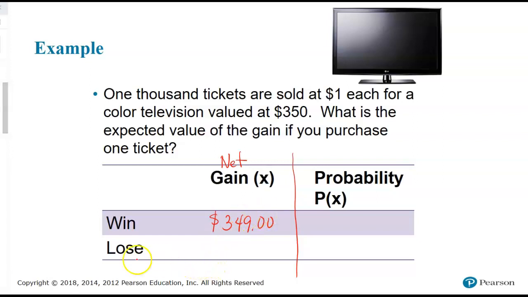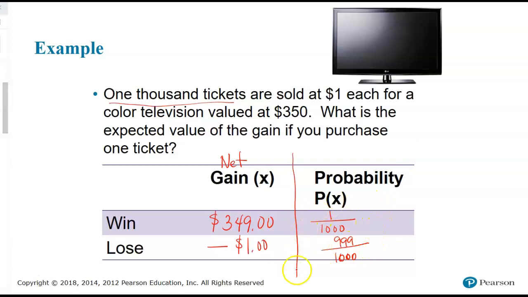Okay. And my net loss, if I were to lose here, is going to be, I'm out my $1. So it's going to be negative $1. Okay, the probability that I win: there's 1,000 tickets, and we're assuming that there's only one winning ticket, so 1 out of 1,000. The probability that we lose, well, all the other 999 tickets are losing tickets, so 999 out of 1,000.